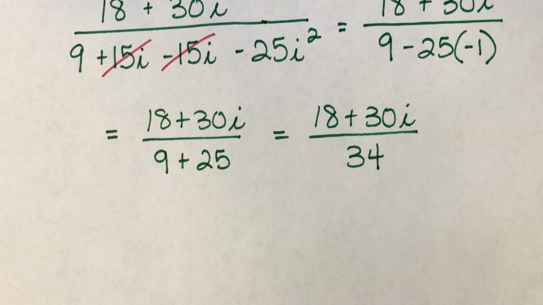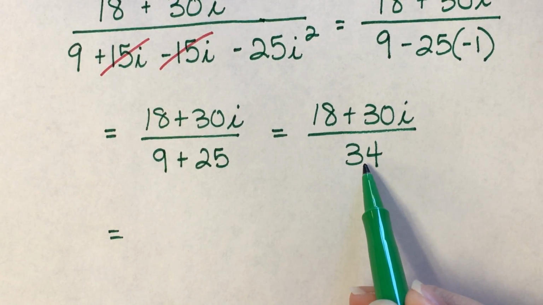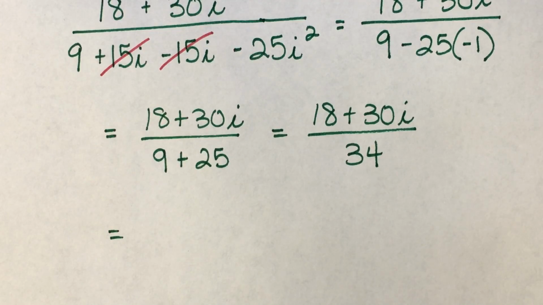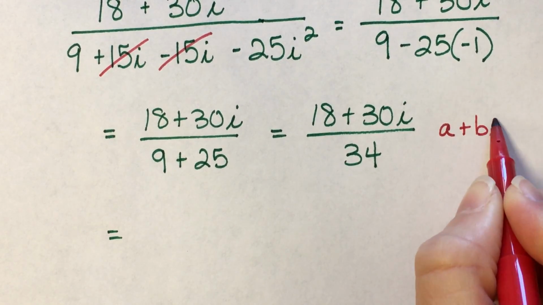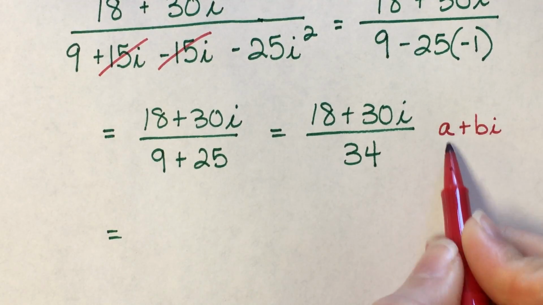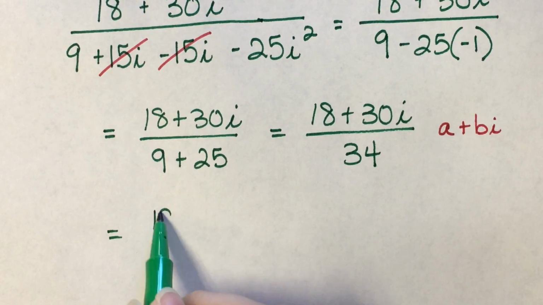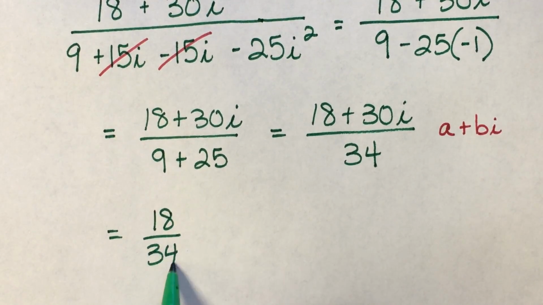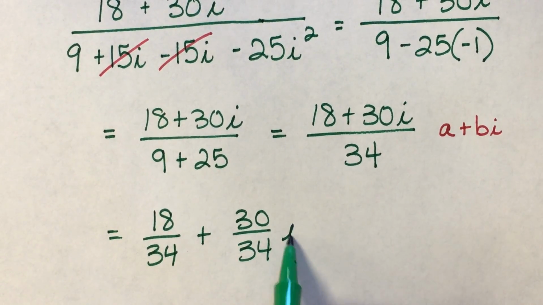All right, now the last step, what you need to do is actually separate this. Because when they say they want you to put the answer in a plus bi form, they want you to separate it so you've got your real part and you've got your imaginary part. So we're going to do the 18 over the 34. And then we're going to do the 30 over the 34.